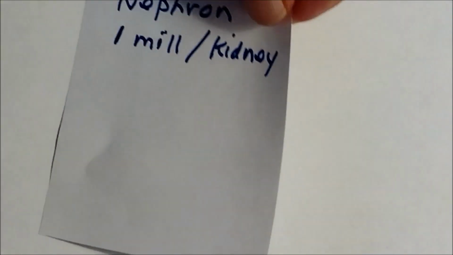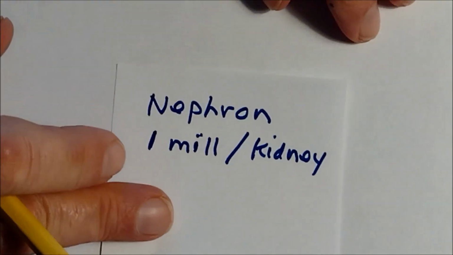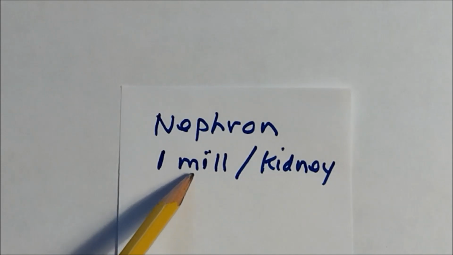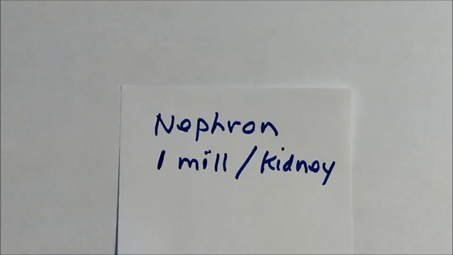The working unit of the kidney is called the nephron, and we're going to take a close look at it in just a minute. The nephron is the filtering unit of the kidney, and there are about 1 million of these nephrons in each kidney. So guess what? They are microscopic, right? We need a microscope to see them well.